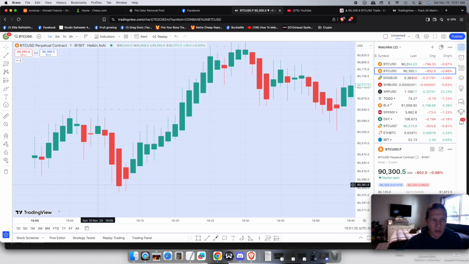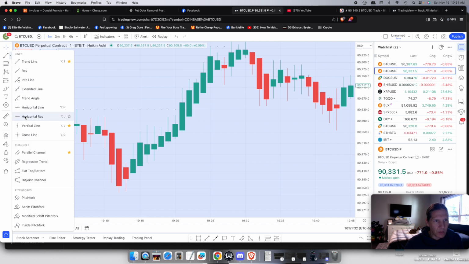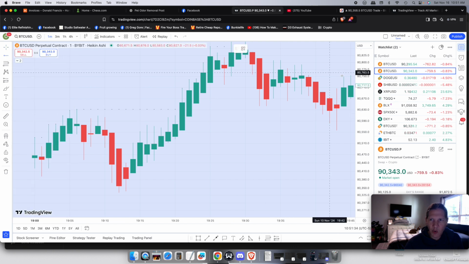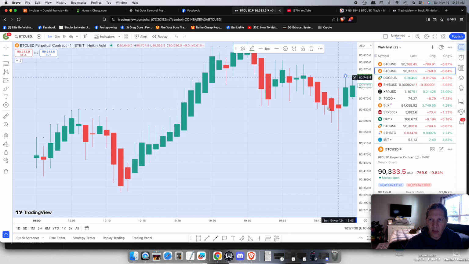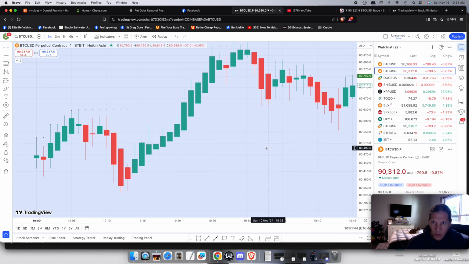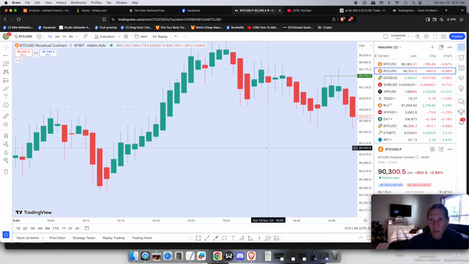Okay, so what I'm going to do is grab the tool over here and get a horizontal ray. I'm just going to drop it right here so that we know I entered the trade right there. So that green line, 80,752, is where we entered the trade. And the market goes down.